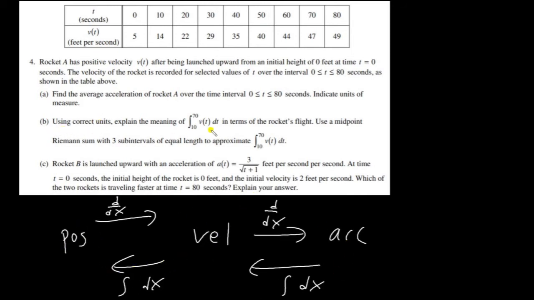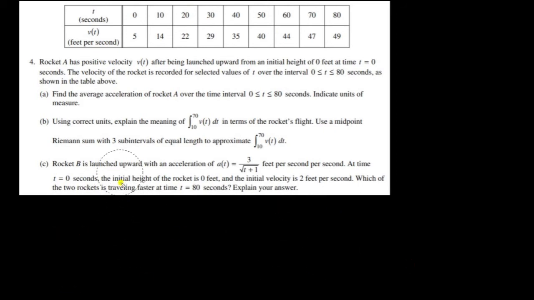So if they want us to evaluate the meaning of the integral of velocity from 10 to 70, we're integrating velocity. So we're going to get the change in position, which is, since we're integrating velocity and not speed, the integral of velocity is displacement. So the integral of velocity is displacement. So since we're going from 10 to 70, that's going to be the displacement from t equals 10 to t equals 70. Right, so integral of velocity is displacement, and we're going from 10 to 70, so displacement from 10 to 70. So your explanation would say the integral from 10 to 70 of v of t dt is the displacement from t equals 10 to t equals 70 seconds.